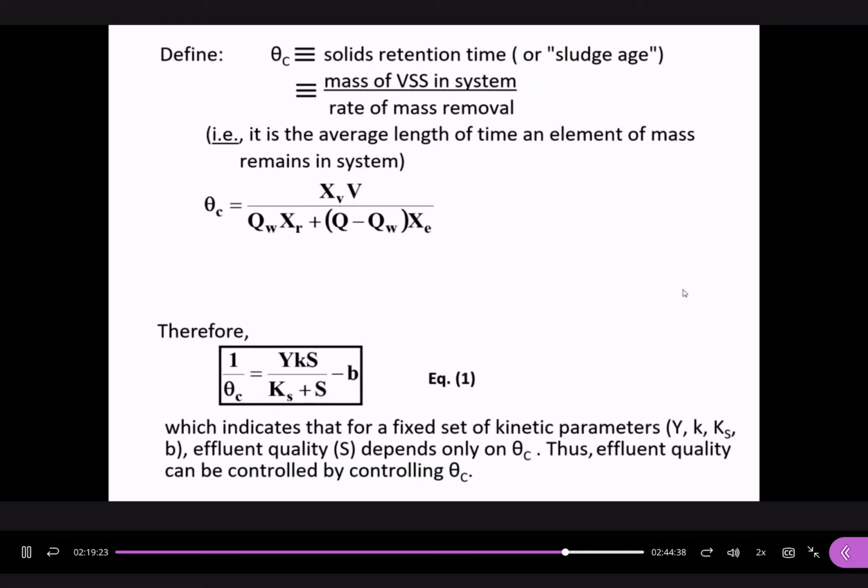Here we define theta C. What is theta C? Cell residence time, how long cells stay in the system, right? What is the concept? Actually, it's the mass of VSS in the system over the rate of removal.